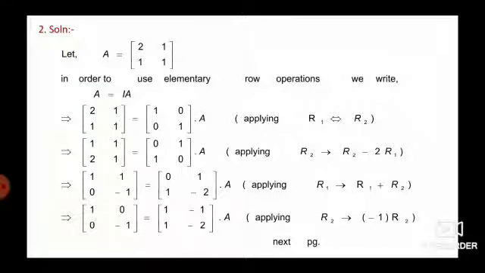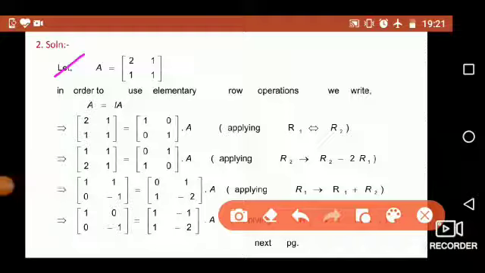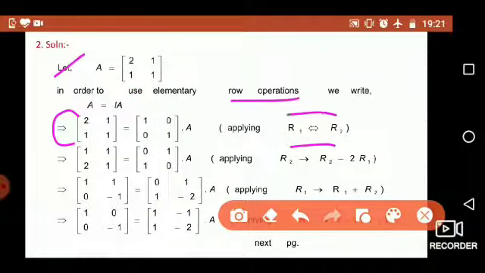Let me take one more example. Let capital A be equal to 2, 1, 1, 1. In order to use the elementary row operations, we can write A is equal to I into A. Let me replace matrix A as 2, 1, 1, 1 is equal to the identity matrix 1, 0, 0, 1 into A. As we know, we want the unit matrix on the left hand side. Therefore, we interchange the first and second row. R1 is replaced by R2 and R2 is replaced by R1.